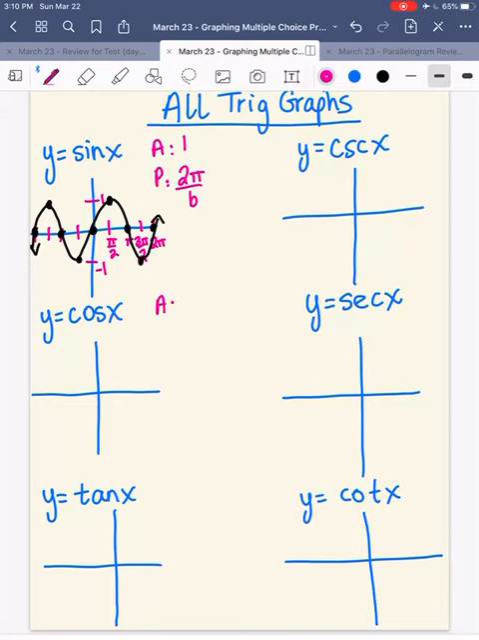All right, now let's go down to cosine. So its amplitude is also 1, and its period is 2 pi over b. All right, so it's going to look very similar with the markings on the x and y axis.